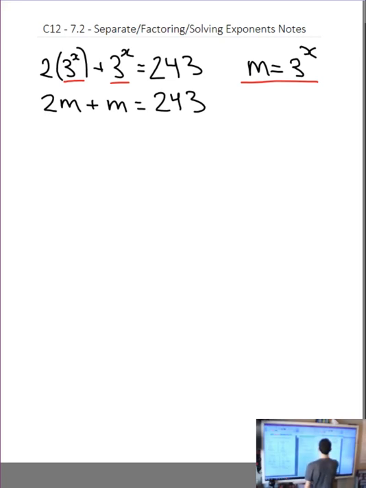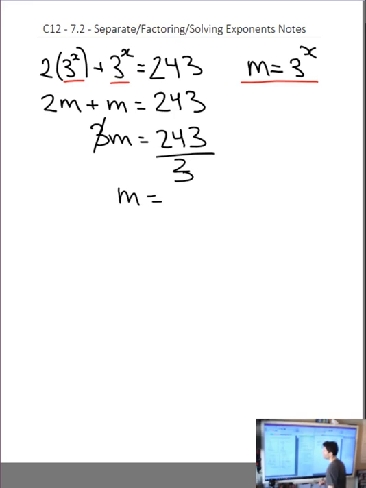On the left-hand side, 2m plus m is 3m, and I can simply divide both sides by 3, and m is equal to 81. Now, because I made 3 to the x m, I need to take 3 to the x and put it back in for m. So 3 to the x equals 81.